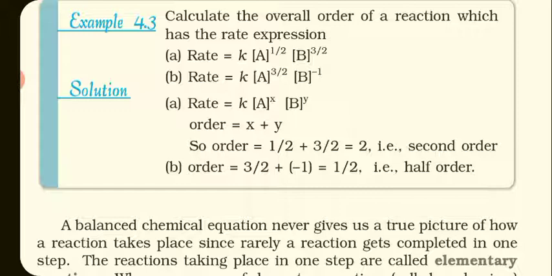Some examples are given to you. Calculate the overall order of a reaction which has the rate expression: (a) rate of reaction is equal to K into A raised to power half, B raised to power 3 by 2. So we add half and 3 by 2, we get 4 by 2, which is equal to 2. So for example 4.3a, the order of reaction will be 2. And for example 4.3b, if we subtract 1 from 3 by 2, we get half. So the order of reaction for example 4.3b will be half.